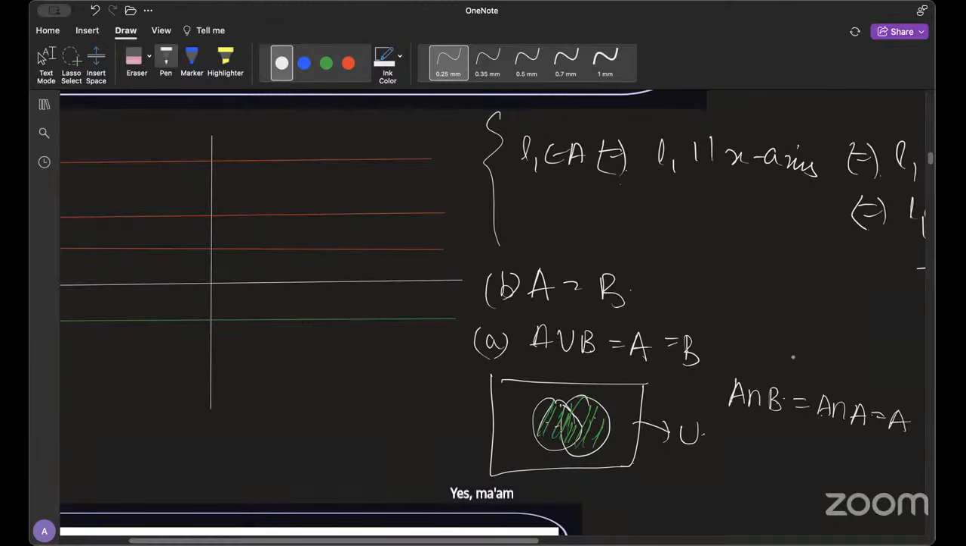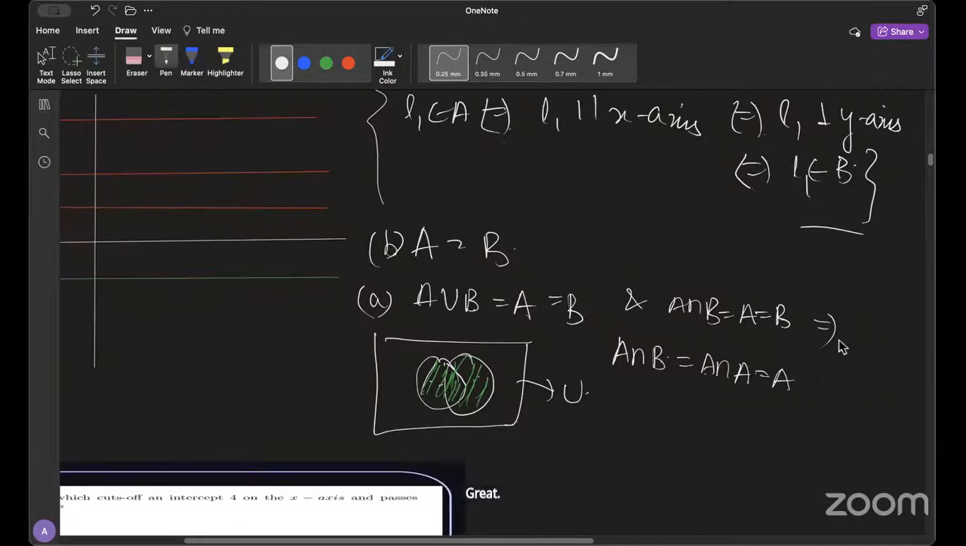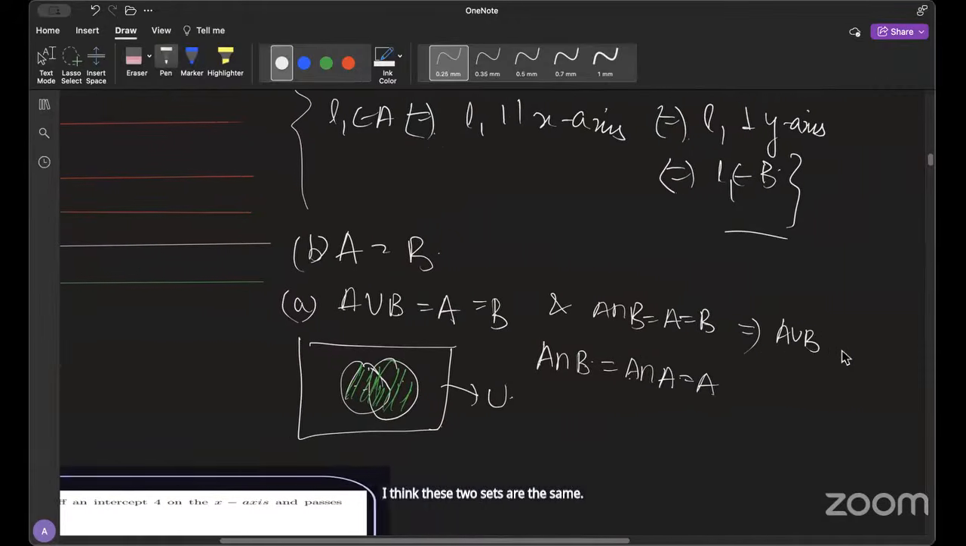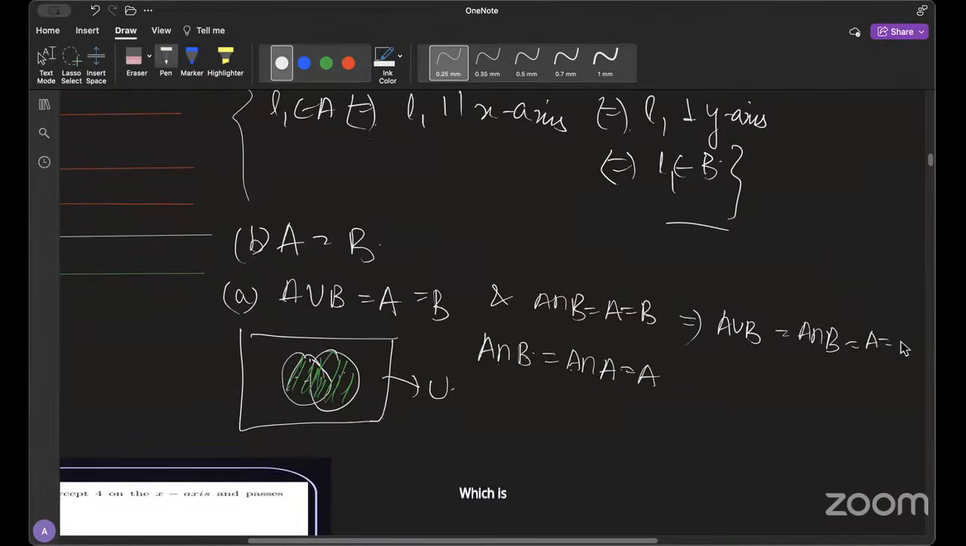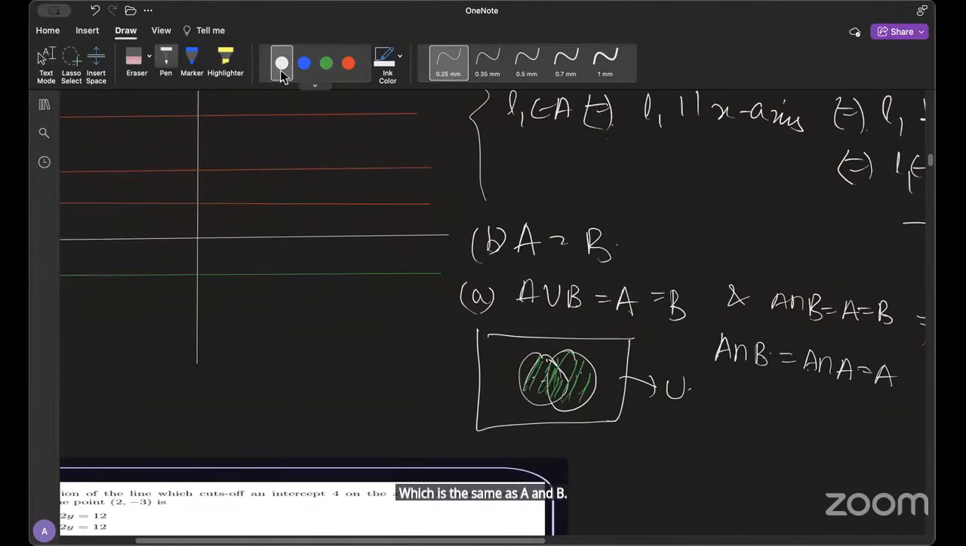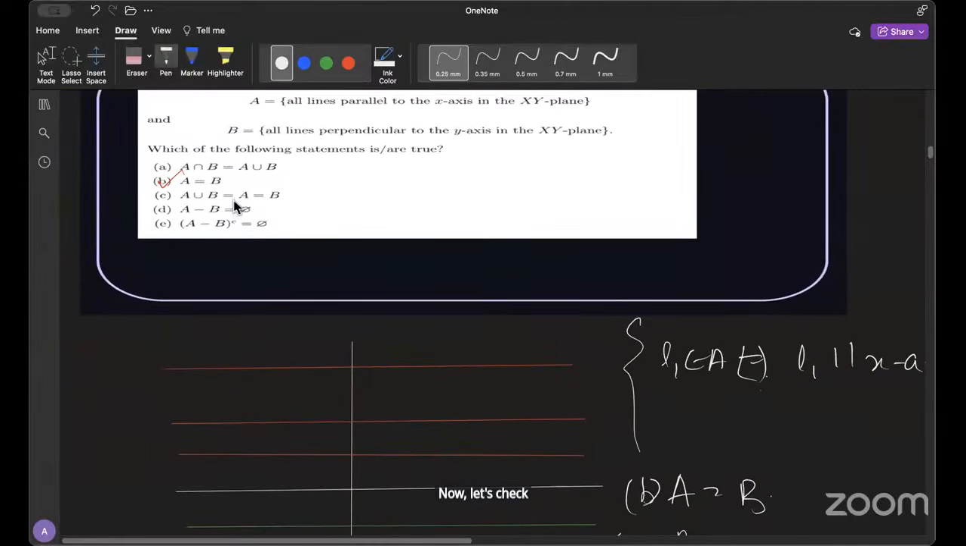Yes, ma'am. That means your A union B and A intersection B, they are both A and B, right? That means these two sets are the same. A union B is the same as A intersection B, which is the same as A and B. Now let's check which option says so. This option should be correct then, right? A should be correct, B should be correct, C should be correct as well.